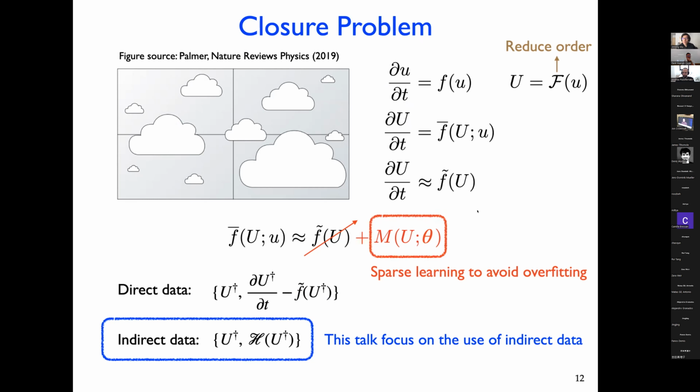And because in the situation where we are using indirect data, we usually don't have a lot of data to help us calibrate the term m here, in order to avoid overfitting, we also incorporate sparse learning into the previously introduced learning algorithm, to help us avoid the possibility of overfitting.